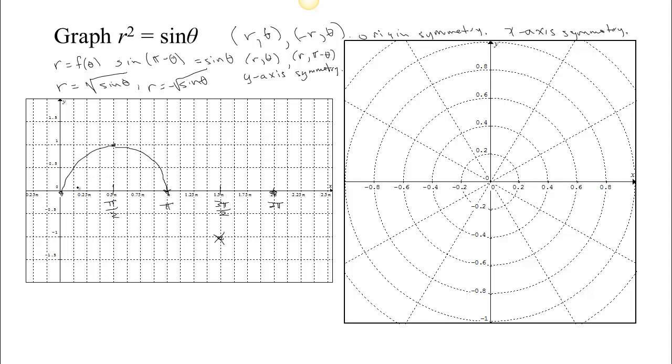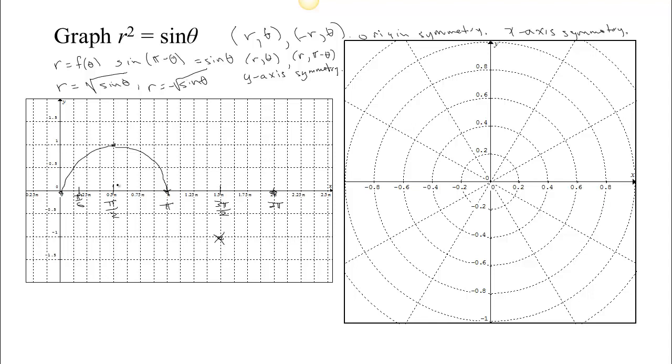So for example, at pi thirds, what would be a good one? Yeah, at pi 6, the sine is 1/2, so the square root of 1/2 is 1 over root 2, it's about 0.7, so it's just taller than it normally would be.